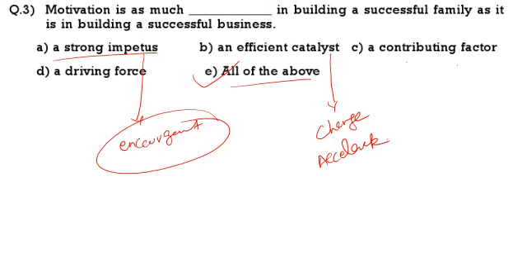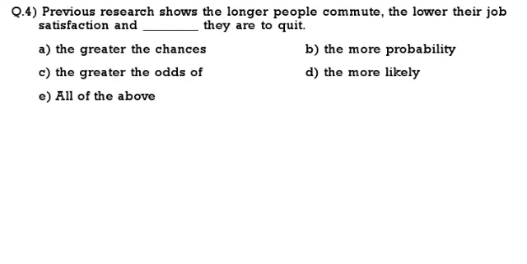Let us see the next one. Previous research shows the longer people commute, the lower their job satisfaction. The longer people commute means if your working place is very far away from your home, your job satisfaction will be less. And dash they are to quit means they are more likely to quit. So here we should use 'the more likely'. The first, second and third options are incorrect.